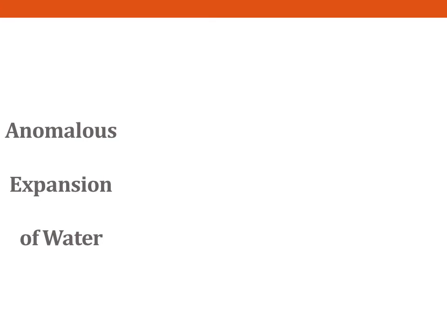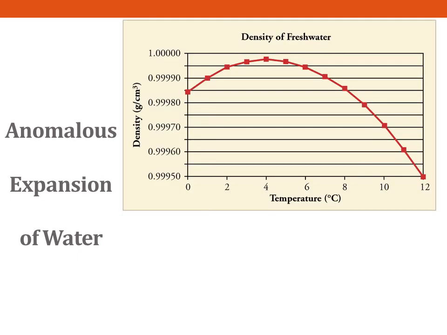The natural cooling of water is due to the anomalous expansion of water. The density of water increases as the temperature increases from 0 degrees Celsius to 4 degrees Celsius. The density again decreases as the temperature is increased further from 4 degrees Celsius. This odd behavior is shown in the graph. The density of water is thus maximum at 4 degrees Celsius.